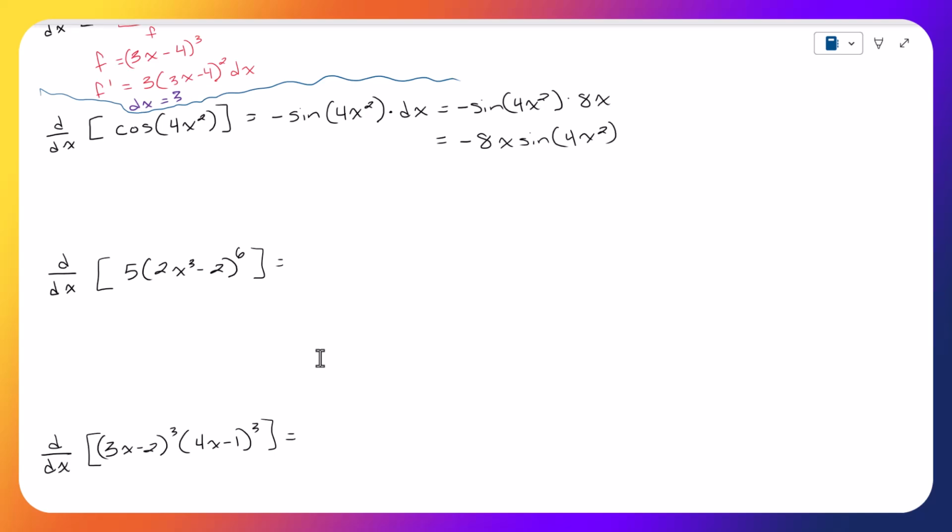Here again, actually I have a constant out front. Just put that in green so I don't forget it. My f will specifically be everything but the constant, 2x cubed minus 2 to the 6th. Power rule, n is 6. 6 minus 1 is 5 times dx. And our dx, in this case, is the derivative of the inside. 2x cubed has a derivative of 6x squared.